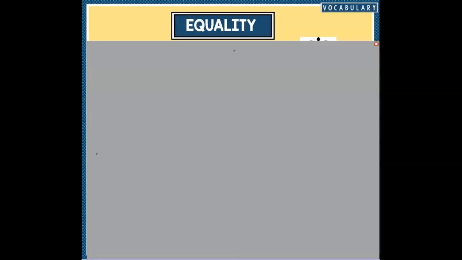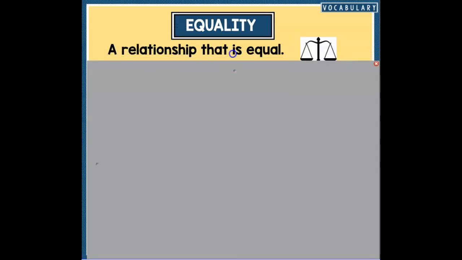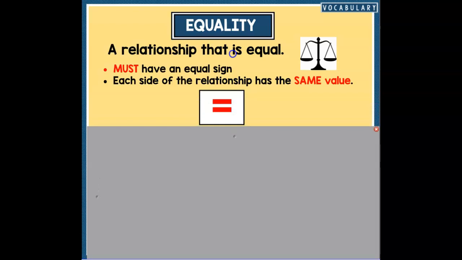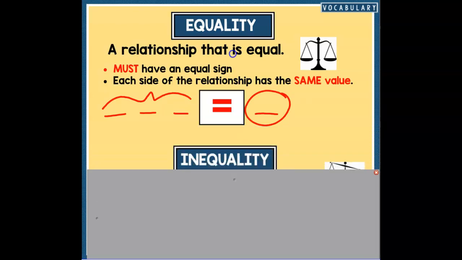Some vocabulary that you'll need to understand for this lesson are equality. Remember, we've talked about equality before. It's a relationship that means both sides of the equal sign are equal. They must have an equal sign if it's an equality. Each side of the relationship has the same value, and there's always going to be an equal sign. There doesn't have to be the same number of terms on each side, but whatever you have on the one side has to equal the same amount as the other side when you calculate their values.